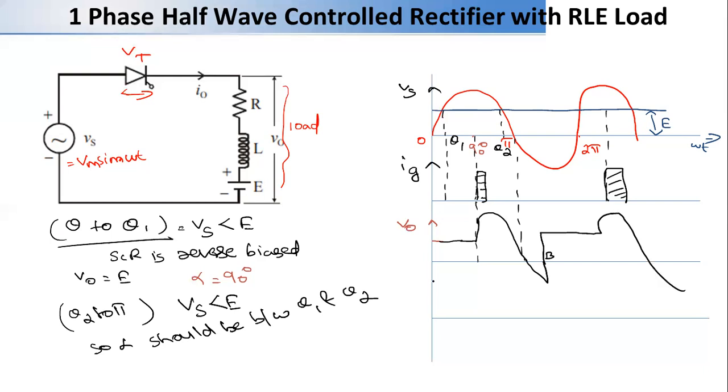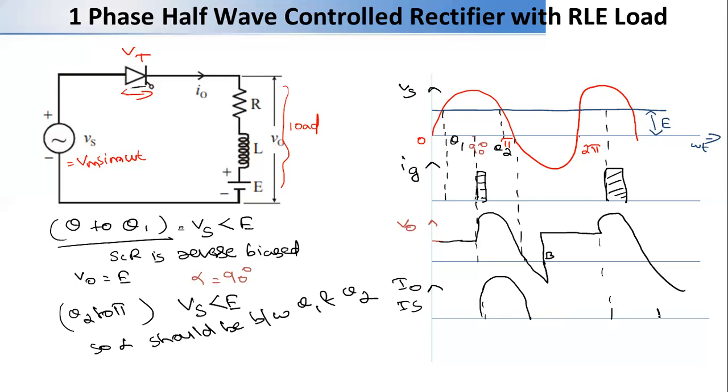Now let's talk about the output voltage and output current. We can see that the output current and the source current will be the same here because they are in series. So you get the output current when the SCR is on only. When this part is conducting, we get the output current. We can say here we will have the output current. Here the SCR is on, then again here the SCR is on.